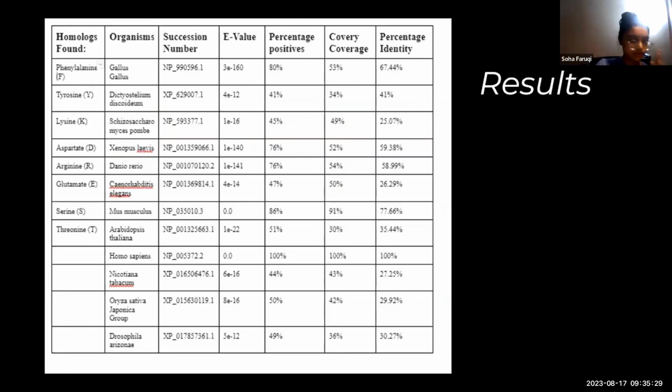Yeah. So here are my results of the study. As you can see in this table, these are the homologs that were found in the alignment charts, and here are the organisms that I surveyed and the statistics that I was talking about.